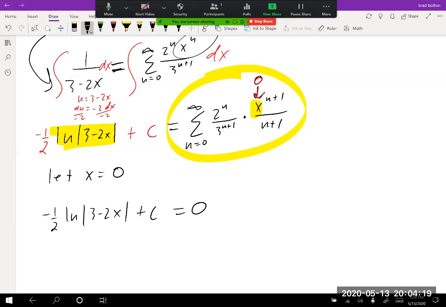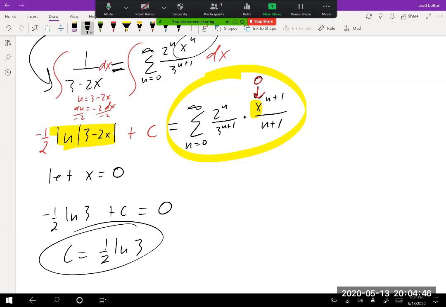Okay, so now I can solve for C. Oops, forgot, this is actually 0 also. So this would just be ln of 3, but you don't need absolute values anymore because the ln of 3 is just the ln of 3. So this would be the ln of 3 plus C equals 0. So then C equals the ln of 3 times 1/2. So we have now found our C.